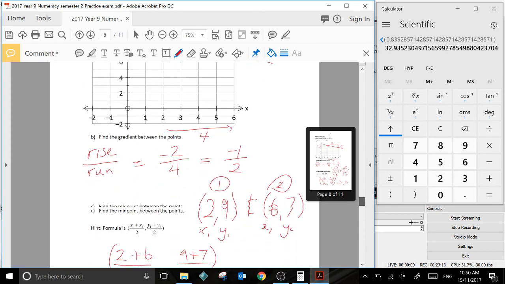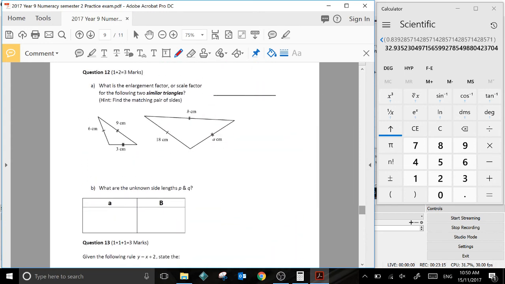Rightio. So moving on to question 12. What is the enlargement factor? So the enlargement factor is just when you take a shape and you blow it up. All of the sides are increased by the same factor. So it might all be times by 2 or 3 or 12.